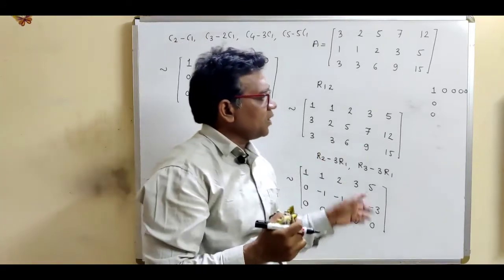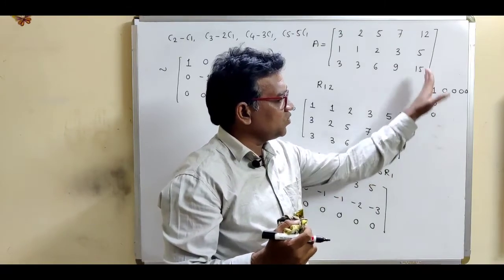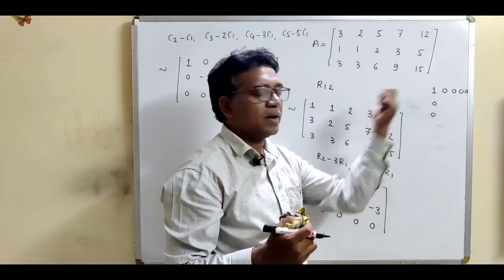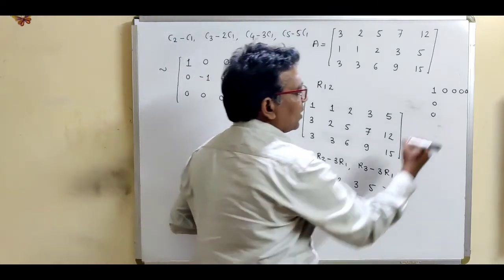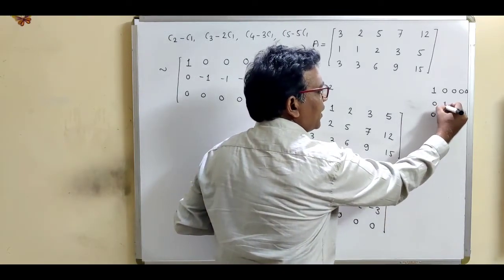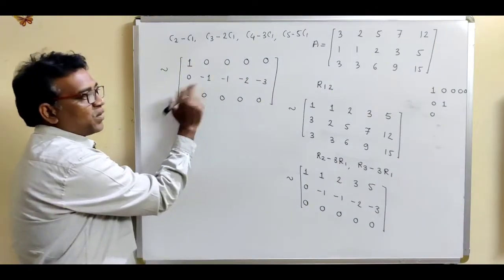So see, this is the first step. First of all, make the first entry 1. By using this one, make the corresponding column 0 and the corresponding row 0. Now see what is the next step. First of all, make this new element 1. So make this element 1.